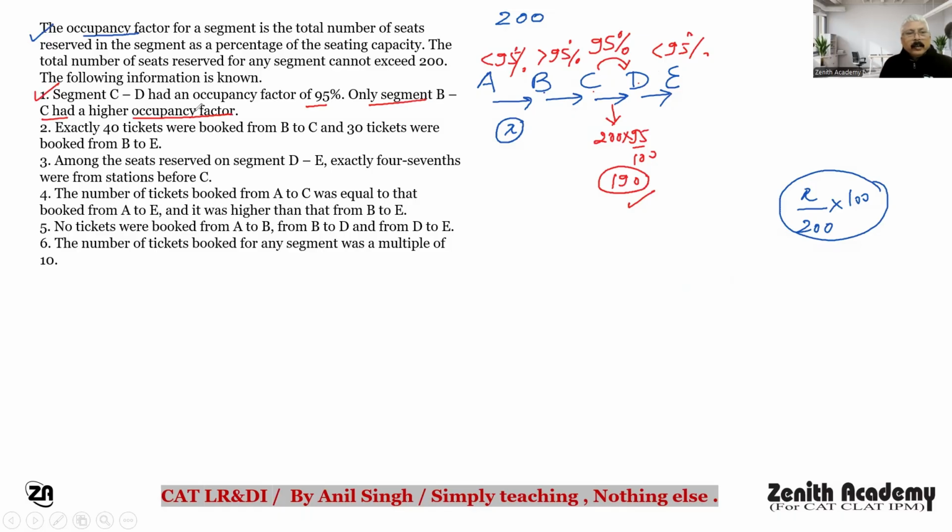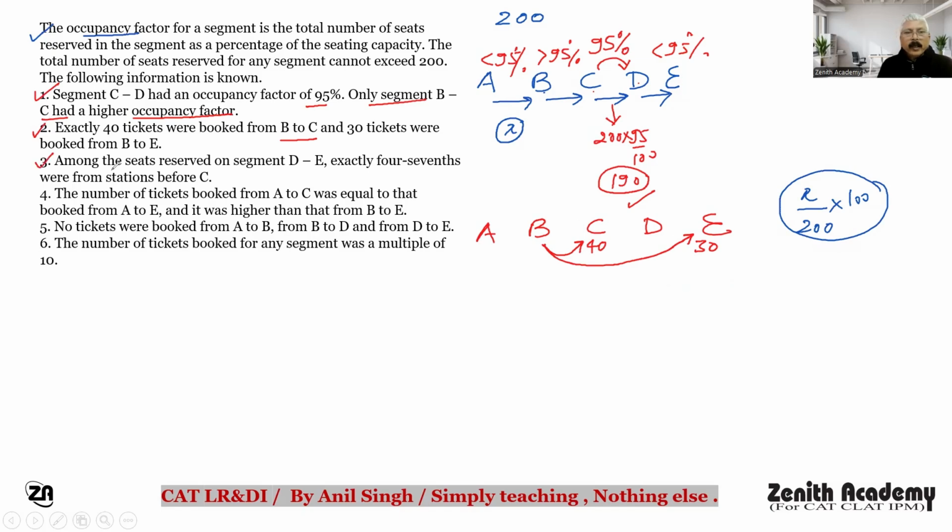Now see number two. Exactly 40 tickets were booked from B to C. Like this A, B, C, D, E. So exactly 40 tickets were booked from B to C, and 30 tickets were booked from B to E. Right. This is all about point number two.